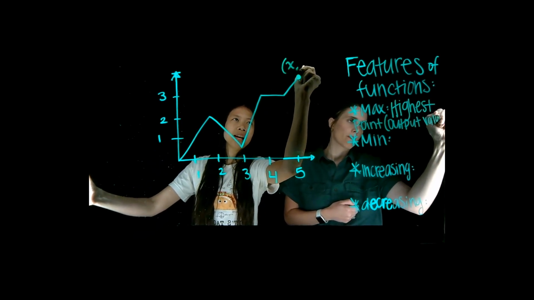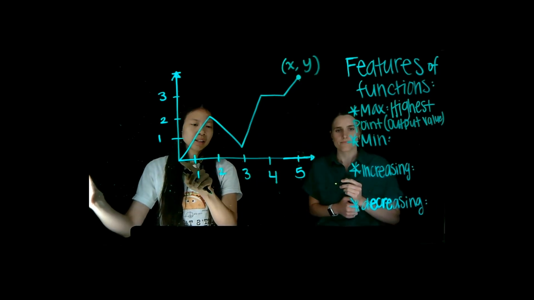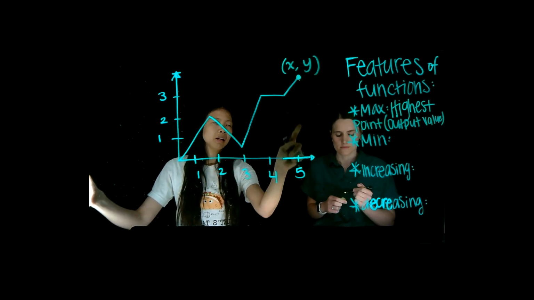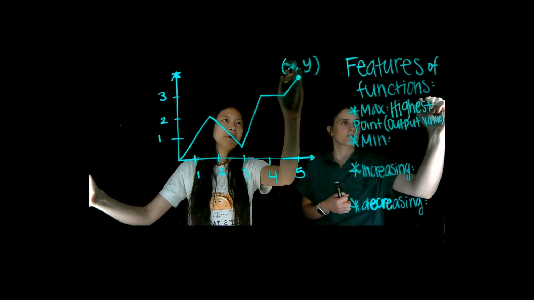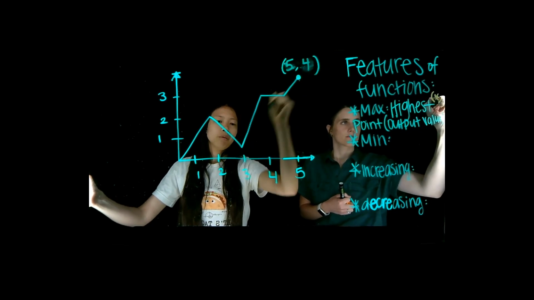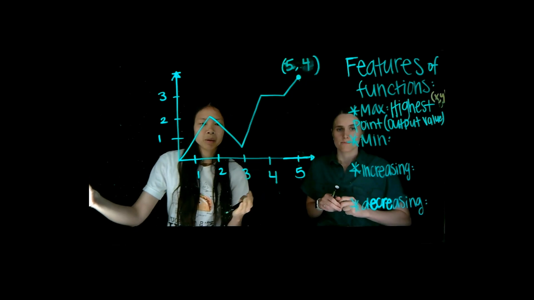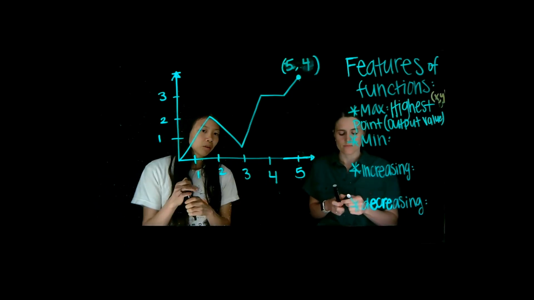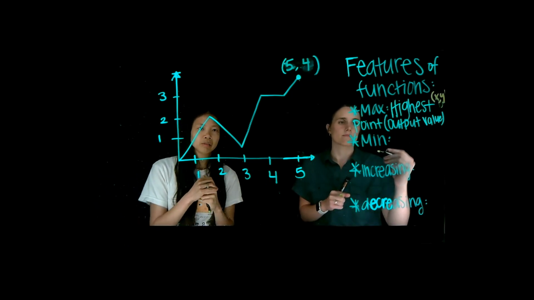So that's always x comma y. So our x value for this is 5 and then up 4. So I would say that our maximum here is 5 comma 4 because that is the highest point that it reaches. Similarly, with the minimum, that is the lowest point, or the lowest output value that this graph has.